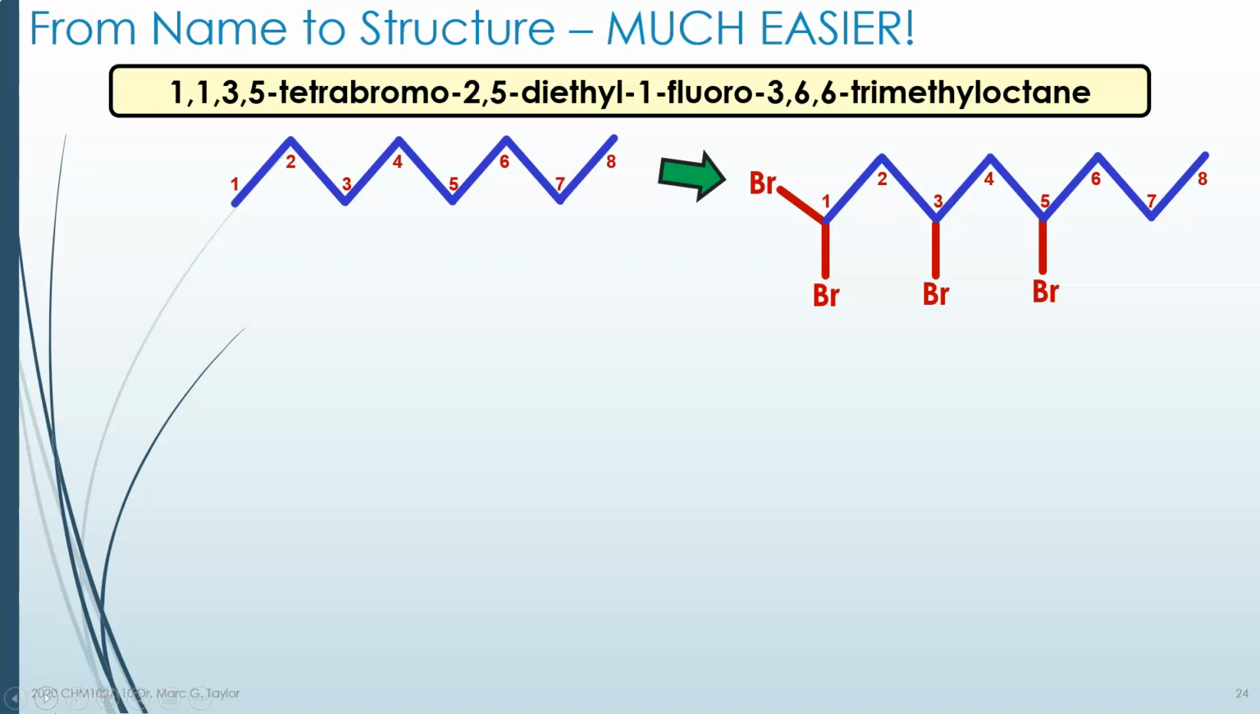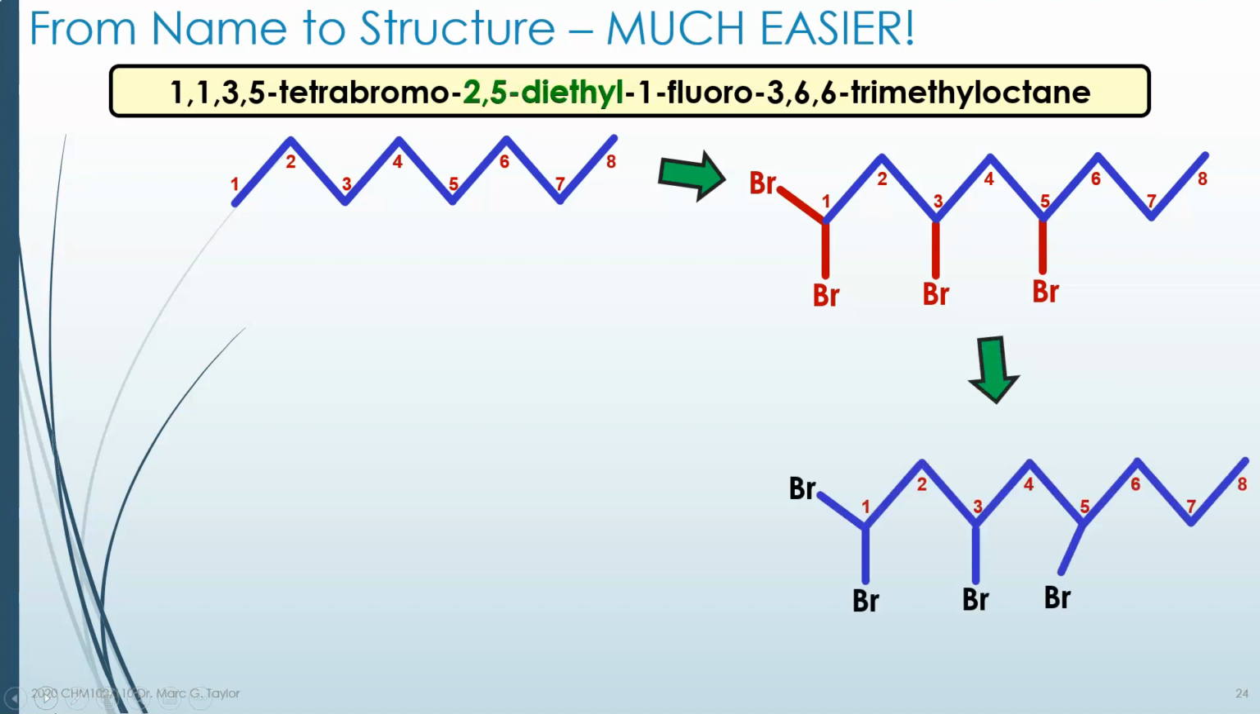The next group is 2,5-diethyl. That tells you you have 2 different ethyl groups. Remember, ethyls are 2 carbons, so I have 2 2-carbon groups sticking out of carbon 5 and carbon 2. Well, there's already something on 5, but there's room for another, so I might want to move my bromine over to the side a little bit to make room. But I just want to write an ethyl group. So that's going to be a 2-carbon branch off of each of those. And I'm done with the diethyl.